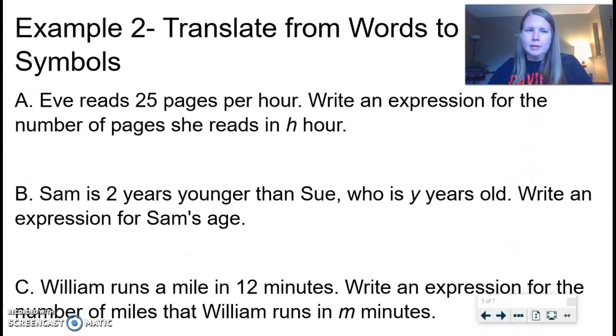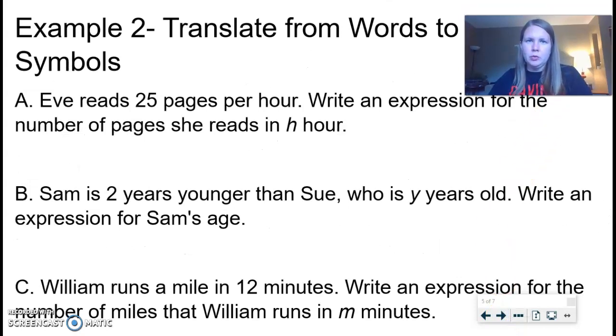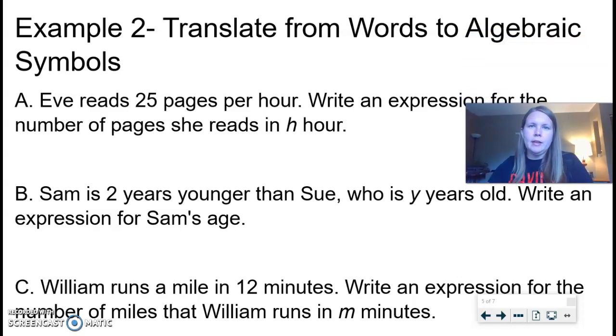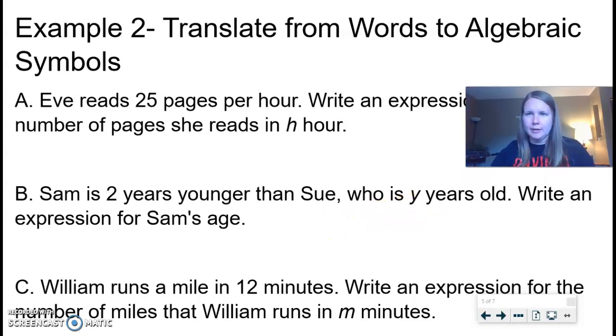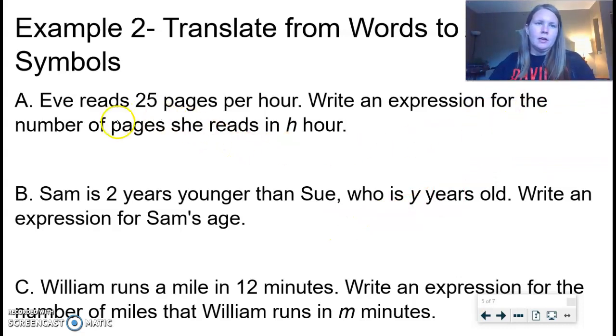So let's go ahead to example 2, which is we want to translate from words to algebraic expressions. So we're doing basically the opposite of what we did in example 1. So let's go ahead and read these and see if we can write them in a mathematical way, using your symbols for your operations or the number symbols or the letters. So it says that Ava reads 25 pages per hour. Write an expression for the number of pages she reads in H hours.